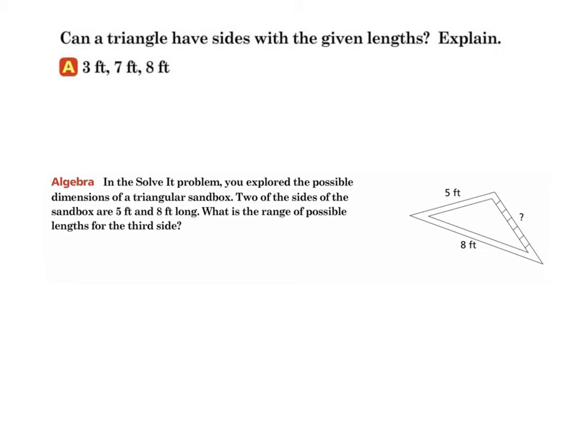Last two examples. Can a triangle have sides with the given lengths, and explain? So we're given 3, 7, and 8. So what you're going to have to do here is check to see if when you add any two sides, is it going to be larger than the third side? If that's the case, then it's a triangle. If that's not the case, then it's not a triangle. So 3 plus 7 is 10. 10 is greater than 8, so that's correct. 3 plus 8 is 11. 11 is greater than 7, so that's great. And 8 plus 7 is 15, and that's greater than 3, so that's good.